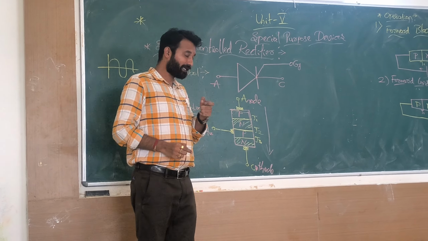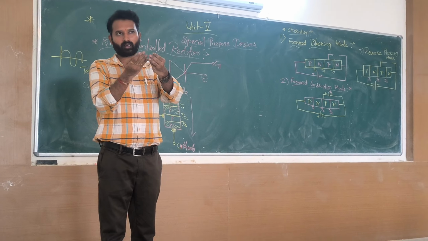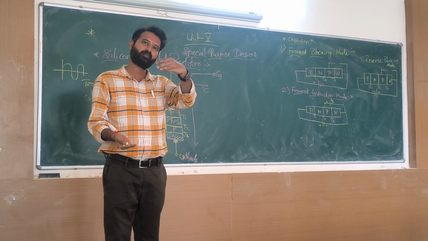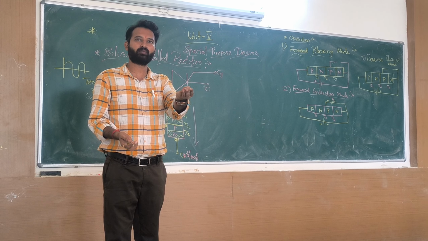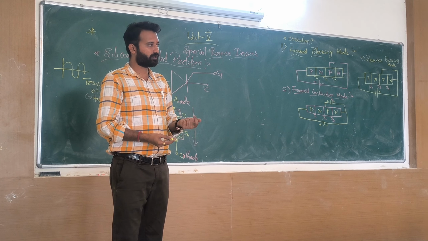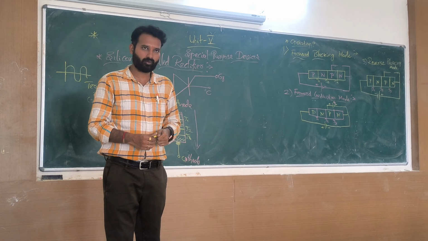The flow of current between anode and cathode can be controlled by applying current at the gate. In general, there is a terminal that will control, that is the gate terminal. That's why the gate is also called the terminal of control.